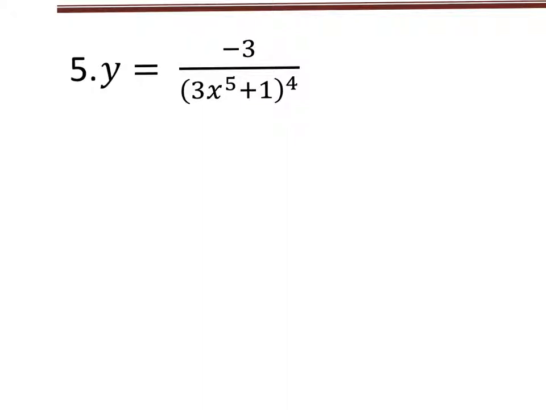So here we have a problem that looks really like a quotient rule, but honestly, I wouldn't try to do this problem as a quotient rule. Quotient rules are more complicated than product rules. What I would do is bring this denominator up to the numerator and write this as -3 times the quantity 3x plus 1 to the -4 power. And the reason I do that is because there's no variable here in your numerator, which means that its derivative is going to be 0.